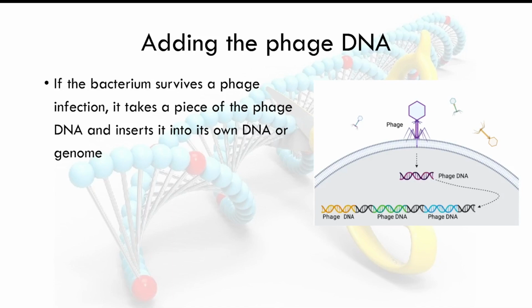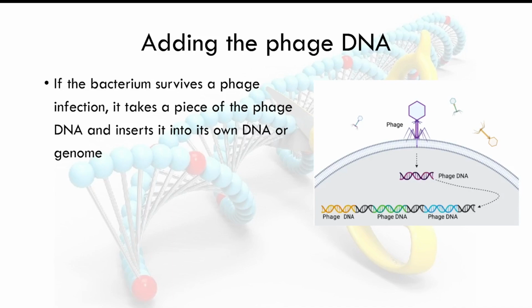Of course, when it replicates through binary fission, what does it also replicate? The DNA and the phage DNA. So it's keeping that copy every time it replicates. It doesn't have to find them all new.